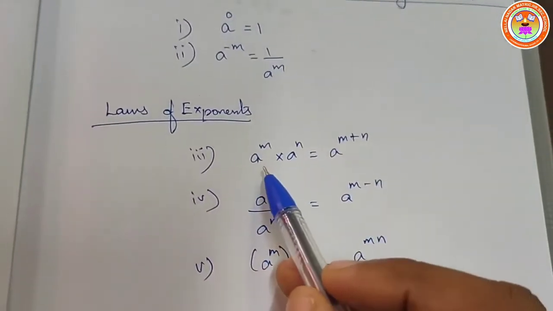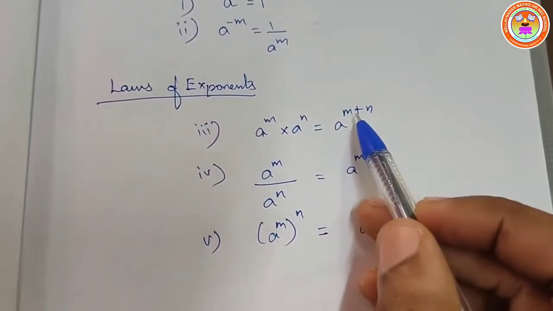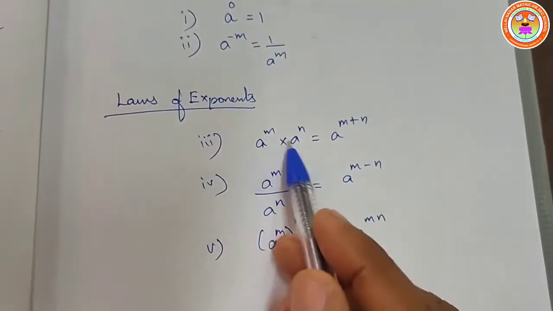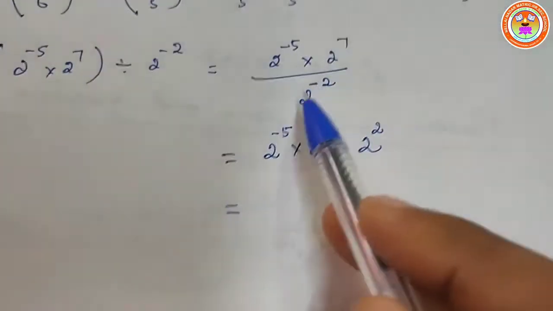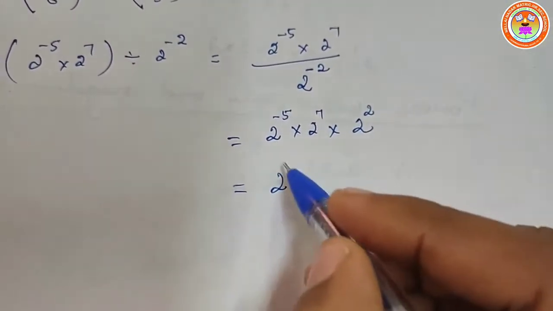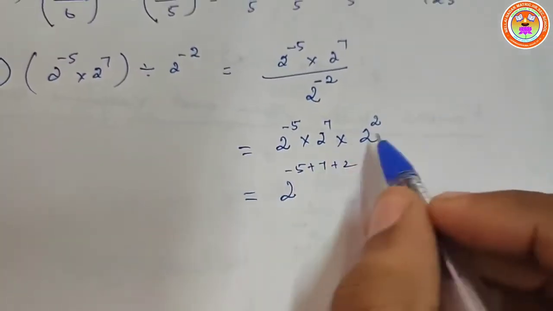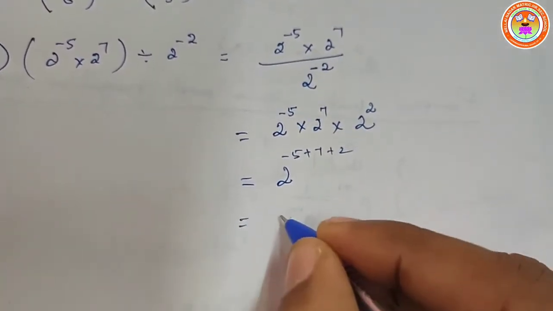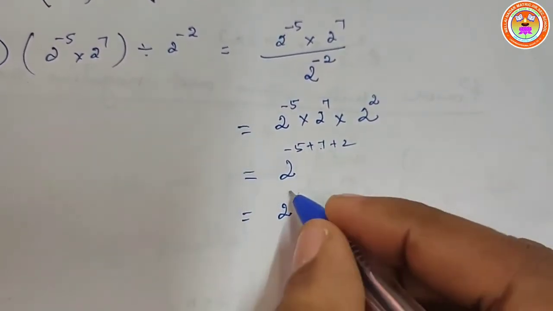Now using this law, a power m into a power n equal to a power m plus n. If the bases are same, you can add the powers. Here also the bases are same, you can add the powers. So 2 is the base, minus 5 plus 7 plus 2. If you add the powers, you will get 7 plus 2 is 9, 9 minus 5 is 4.